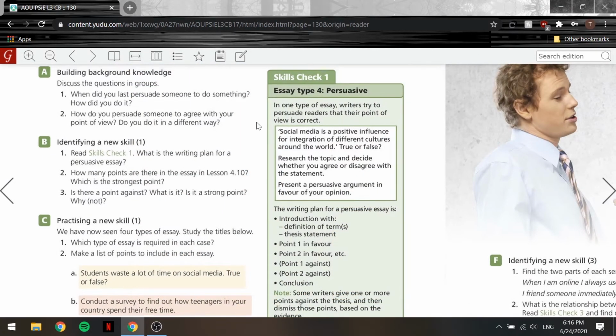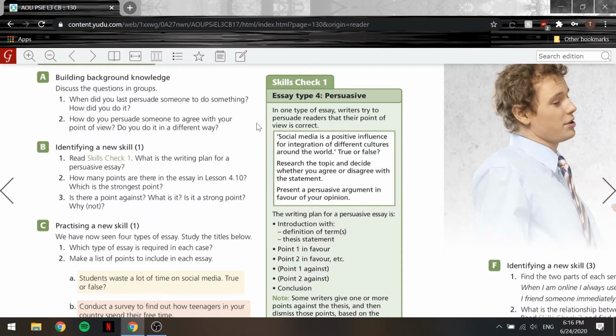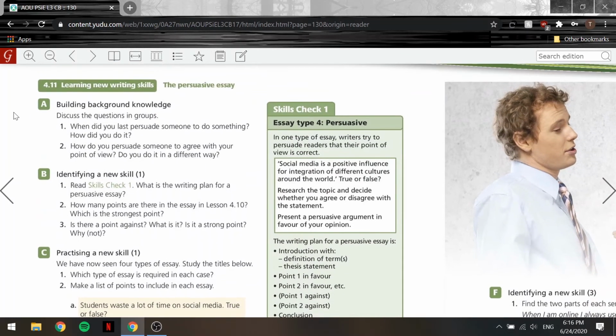Alright guys, so now let's move on to the second part of this writing section. Let's dive right in. Here we have exercise A, building background knowledge. So discuss the questions in groups. So when did you last persuade someone to do something, and how did you do it? Like we said, we're still talking about persuasion here. So how did you persuade someone?